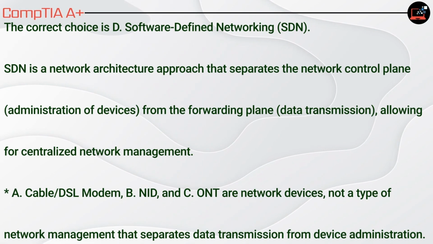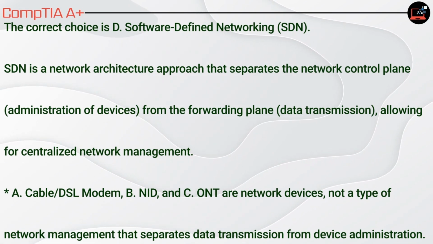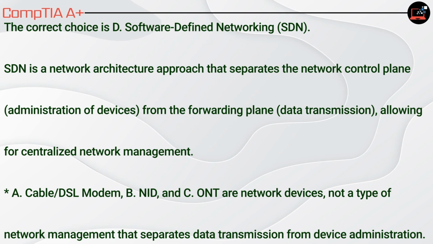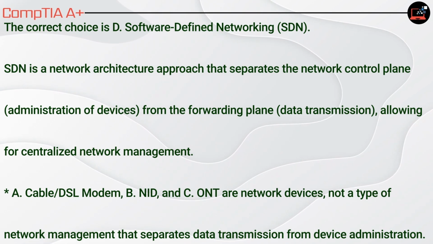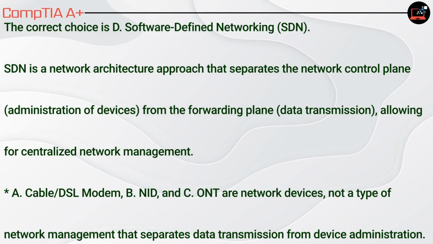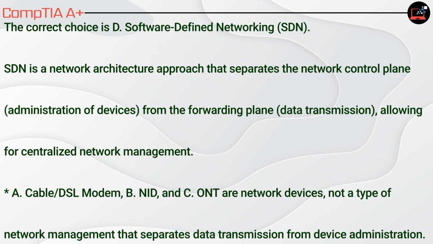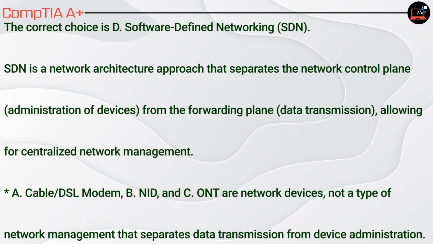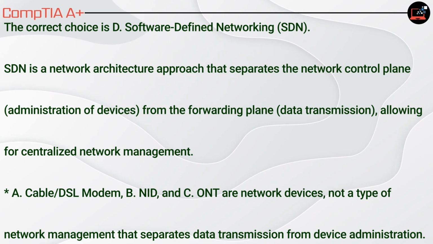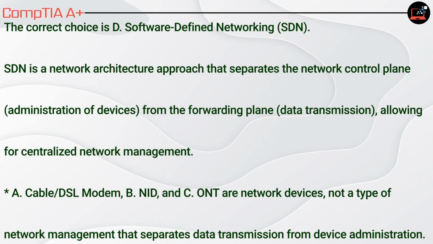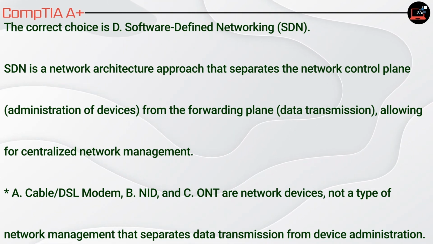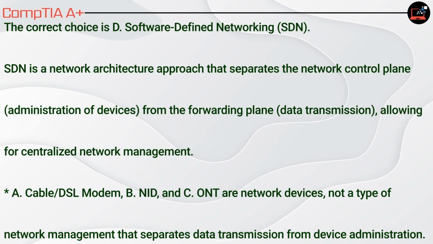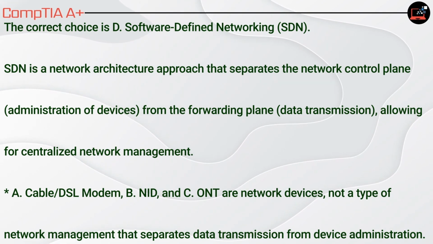The correct choice is D, software defined networking, SDN. SDN is a network architecture approach that separates the network control plane, administration of devices, from the forwarding plane, data transmission, allowing for centralized network management. A cable/DSL modem, B NID, and C ONT are network devices, not a type of network management that separates data transmission from device administration.